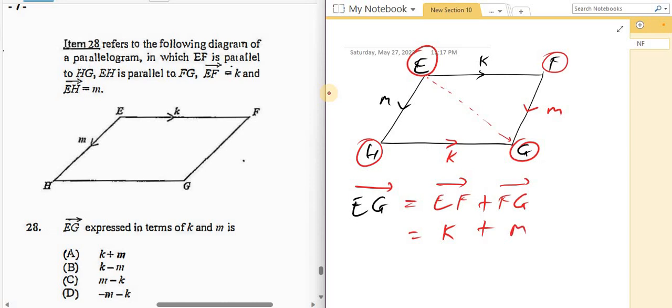E to H would be what? If you say you want to go E to G, you could have said E to H and then H to G. E to H is what? And H to G is what? Right. K plus M and M plus K, same thing. Remember that the way you add doesn't matter? 5 plus 2 and 2 plus 5, same value.